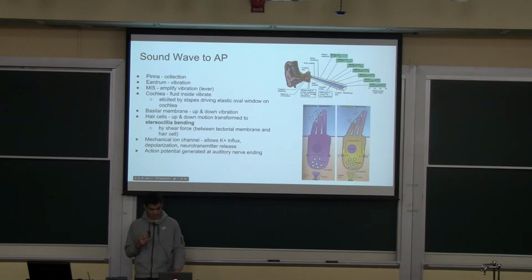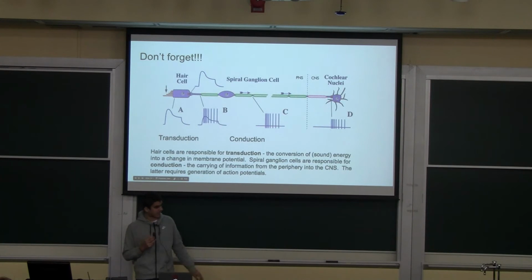Okay, so this is the basic overview here. And again, the action potential is generated at the auditory nerve ending or the ganglion cell. So again, don't forget this. You have hair cells responsible for transduction. So basically all we're doing is converting the sound energy, so the basic information of the sound wave, into a change in membrane potential, which then causes release of neurotransmitter onto the spiral ganglion cells. And those are the ones who actually transmit, or conduct, the information to the CNS. Okay, so make sure you don't forget that.